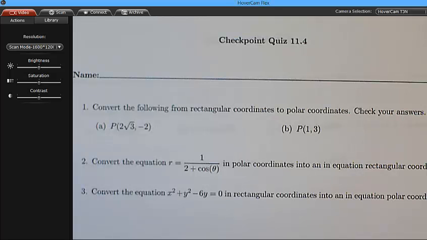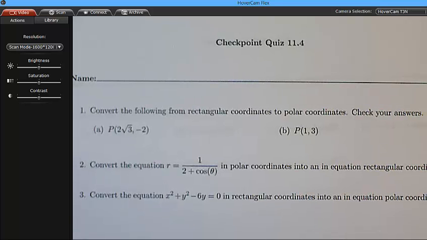So the 11.4 checkpoint quiz, I think you'll find that you're able to do this if you're able to do the quiz we took last week. You guys know the group quiz we took last week? Yeah. This is very similar to that, right? Here's rectangular coordinates, you change to polar. Here's an equation, you change it to rectangular. And here's rectangular, you change it to polar.